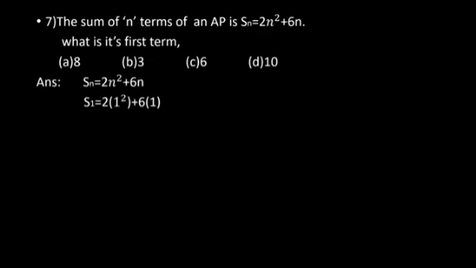6 into 1. By adding and multiplying, we get S1 equals 2 plus 6, which is 8. S1 equals 8, that is only the first term. S1 is the sum of only one term, that is the first term. The answer for this question is option A, 8.